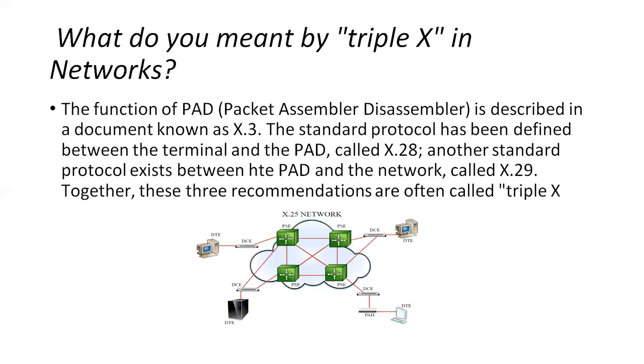What do you mean by triple X in networks? The function of PAD, which is known as packet assembler disassembler, is described in a document known as X.3. The standard protocol has been defined between the terminal and the PAD called X.28. Another standard protocol exists between the PAD and the network called X.29. Together, these three recommendations are often called triple X.